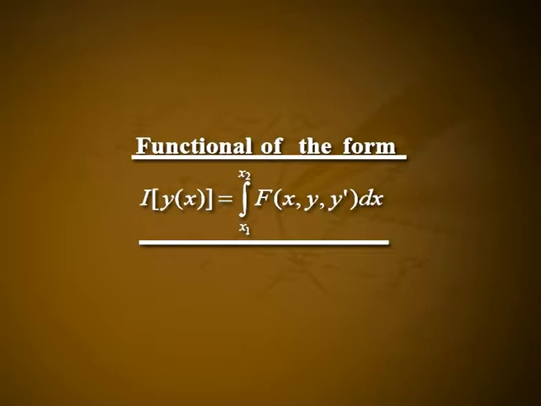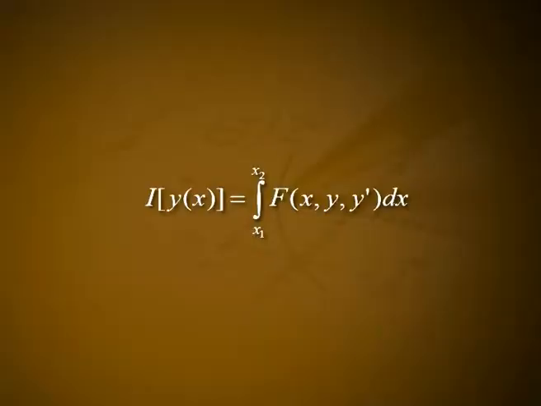Functional of the form I[y(x)] = ∫ from x1 to x2 of f(x, y, y') dx. We are familiar with variational problems with fixed boundaries. In such problems, we have taken the boundary points (x1, y1) and (x2, y2) in the functional I[y(x)] = ∫ from x1 to x2 of f(x, y, y') dx, let it be equation number 1, as fixed. Let us now consider the case when one or both the boundary points can move.